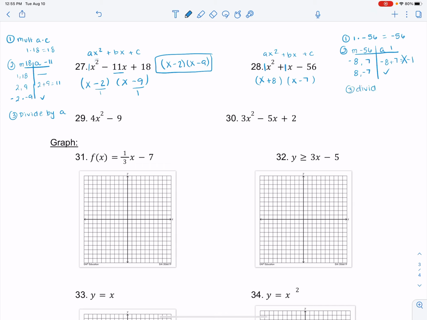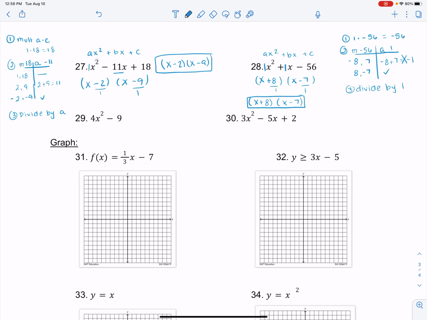The last step, divide by a. In our case, a is 1 again. If I divide by 1, nothing changes. So my factors are x plus 8 and x minus 7.